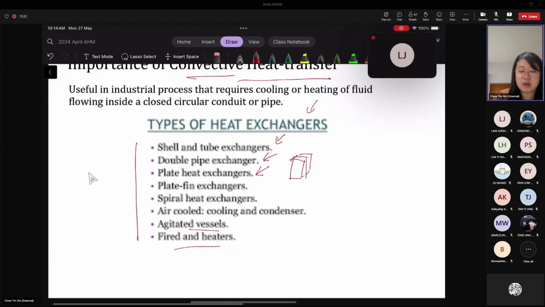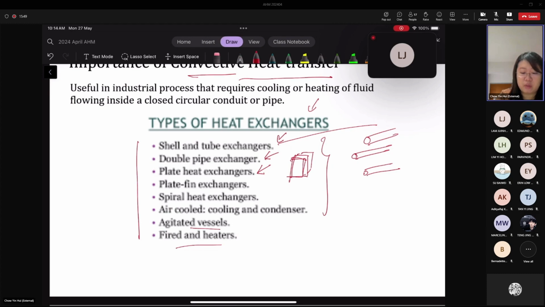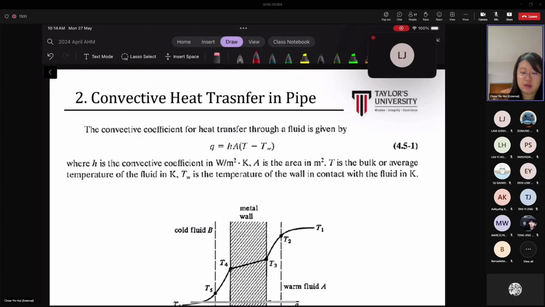With this, you can notice that each of this equipment involves different geometry. Like the shell and tube heat exchanger, you have a lot of tubes, a lot of tubes for heat transfer between two different fluids without mixing. Whereas the plate heat exchanger comes in a plate form. Okay, so now let's look at this.